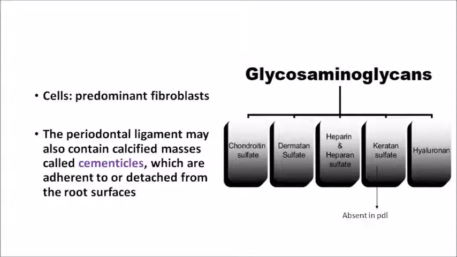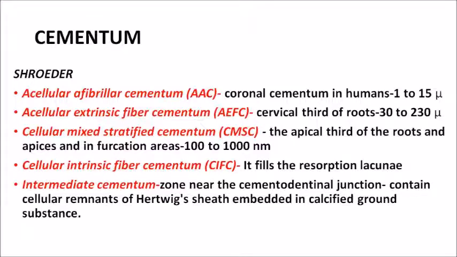Now periodontal ligament contains one more structure known as the cementicle. This is also asked for exam. What is a cementicle? A cementicle is a calcified mass which is present in the periodontal ligament. They can be adherent to the root surface or they may be detached from the root surface. That's all about periodontal ligament. Now we have 2-3 slides on cementum and 2-3 slides on alveolar bone.